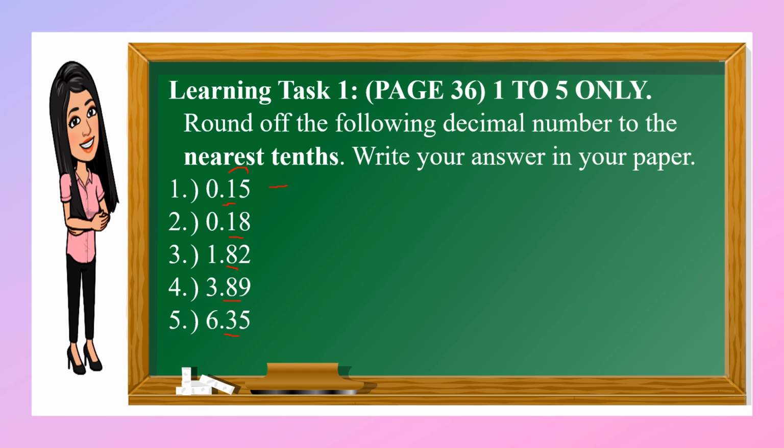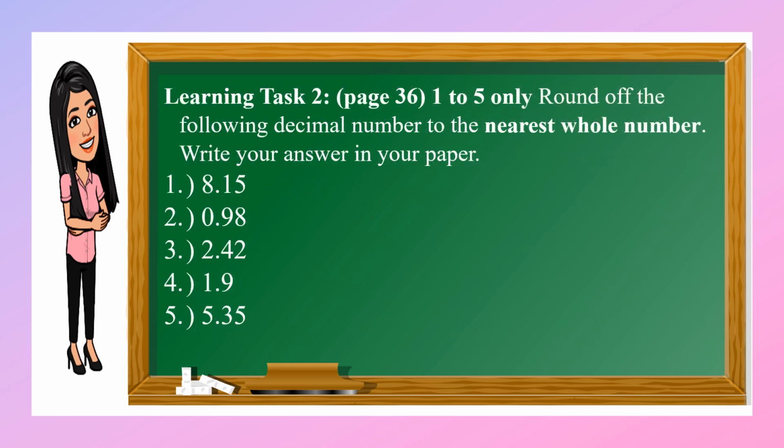So, bibigyan ko na kayo ng example number 1. Yung mga number na nasa unahan, kinokopya lang yun. Kahit anong number yun, kokopyahin nyo lang. So, since 5 yung nasa tabi ni 1, so si 1 ay magiging 2. And then, magiging 0 na yung nasa likod niya. Okay, so ganun lang po yung pag-round off. Then, you're going to answer 2 to 5.